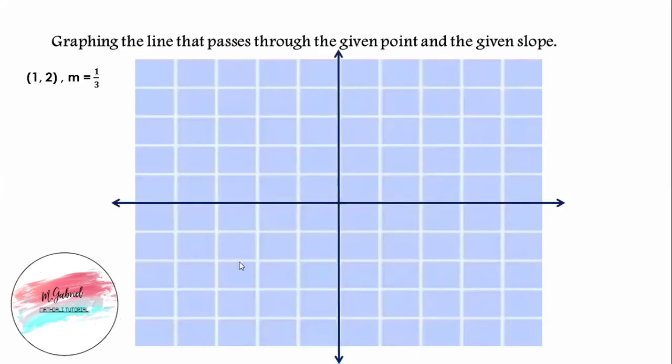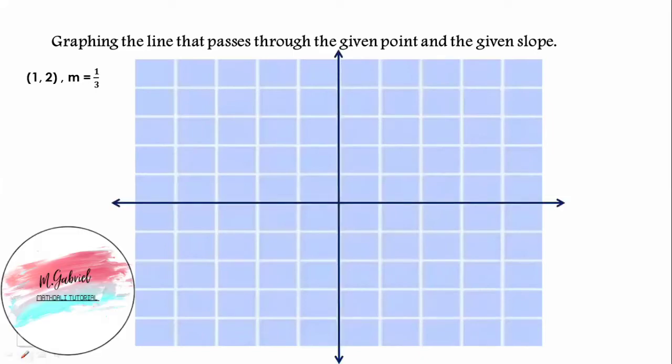Okay, so, first is, let us plot 1, 2. So, ipa-plot muna natin to. So, this is, for example, 1, and then 2. Therefore, andito yung ating isang point. Now, saan natin makikita yung isa pang point? Wala naman ng given. Using our slope, magagawa natin yung isang point para ma-graph natin. So, starting here sa point, which is 1 and 2, di ba ang slope natin is 1/3.